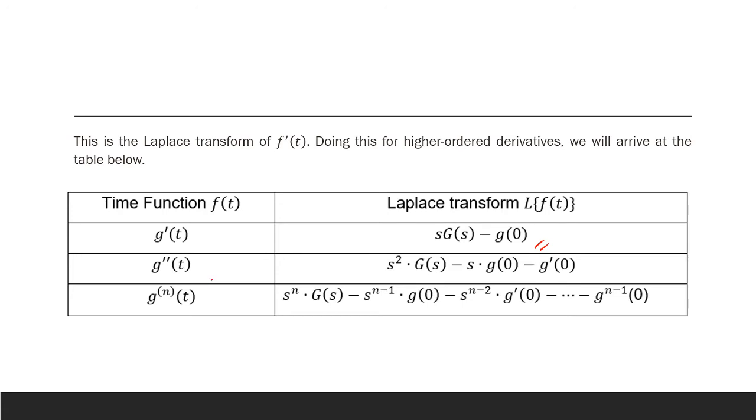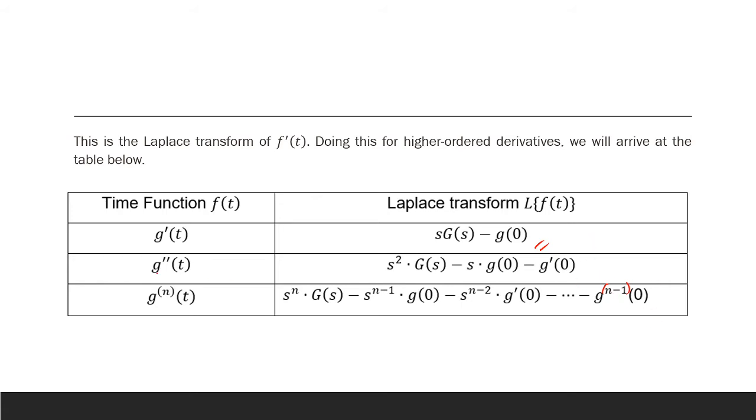Next, kapag naman double prime or second derivative, we will have s squared times G of s minus s times g of 0 minus g prime of 0. Now, for nth order derivative, so we have s raised to n times G of s minus s raised to n minus 1 times g of 0 minus s raised to n minus 2 g prime of 0 minus that, hanggang g na derivative na n minus 1 of 0. So, yun lang yung trend natin.